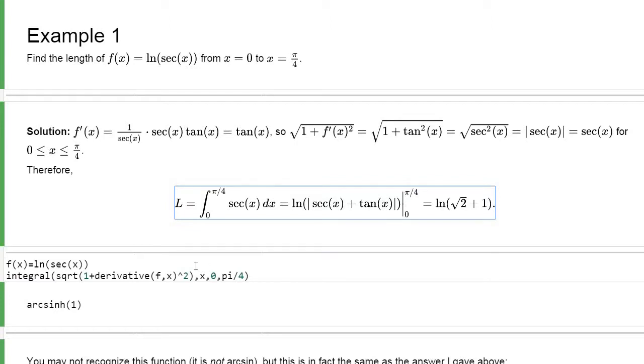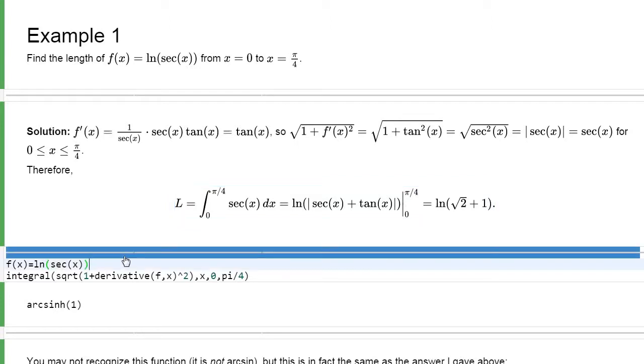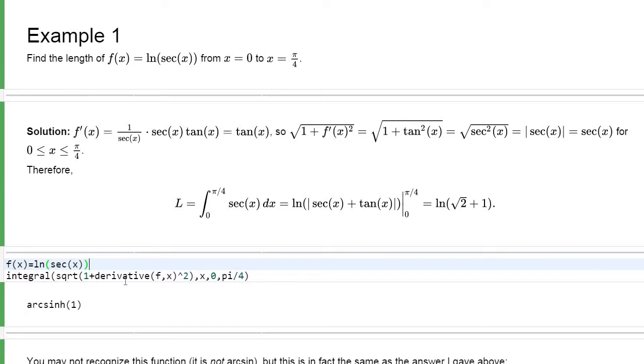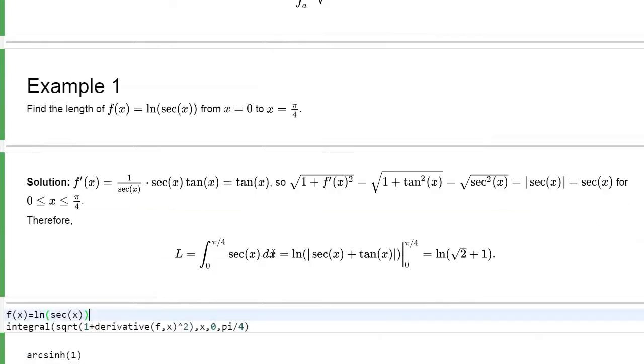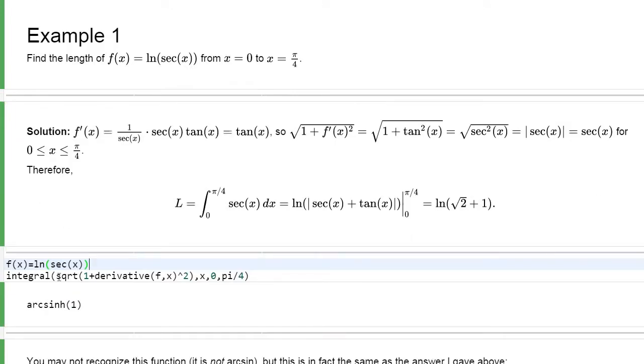Now if you ask Sage to do this, here's my function f. What I want to integrate is not f, but the square root of 1 plus the derivative of f squared. So, the integral of the square root of 1 plus the derivative of f squared, and there's the end parenthesis for my square root. The integral is with respect to x, and it's a definite integral from x equals 0 to x equals pi over 4. Now the answer that Sage gives me is this hyperbolic arcsine of 1.